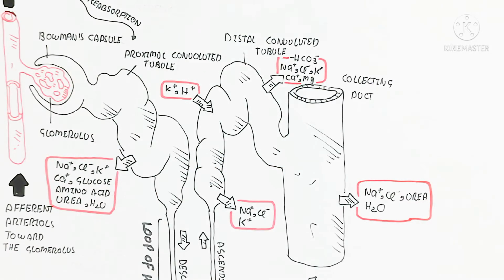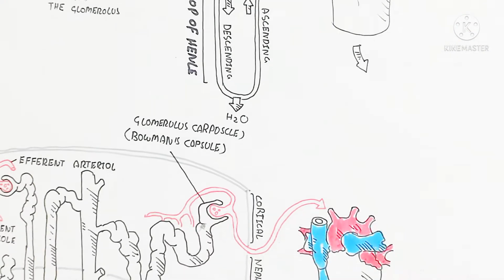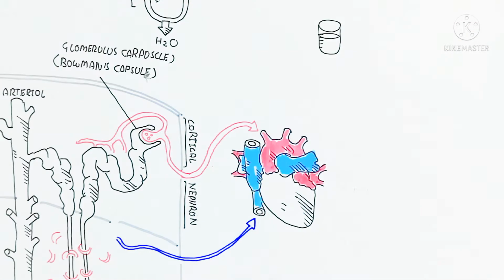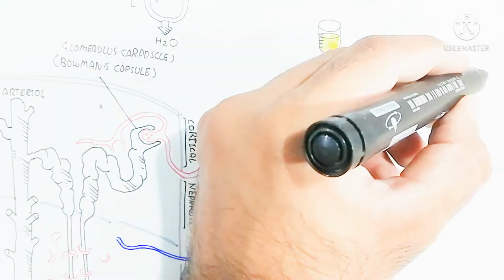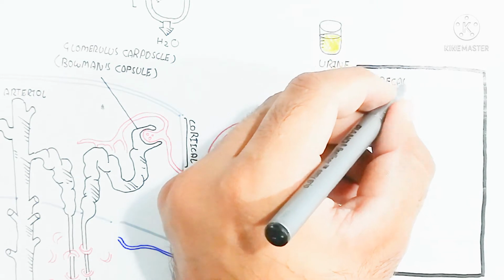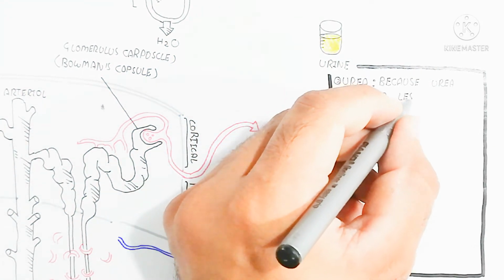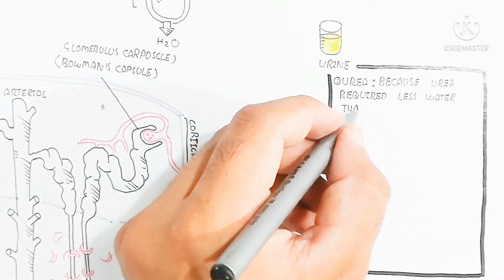The collecting ducts reabsorb sodium chloride, urea and water. After this reabsorption, the concentrated urine is formed. This concentrated urine is still 95% water. Now we will discuss the content of urine.